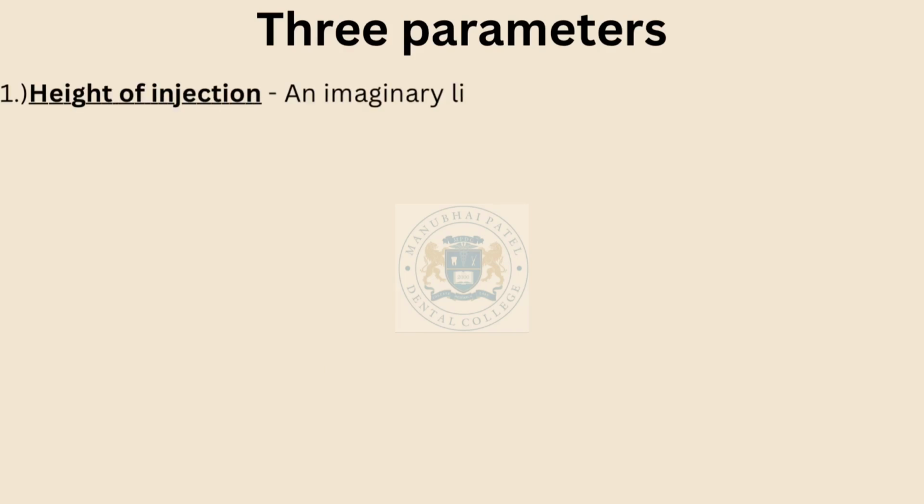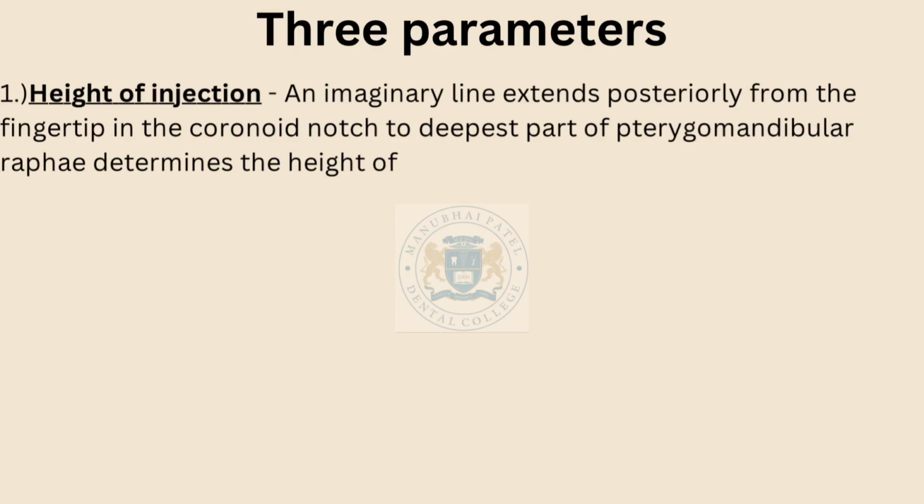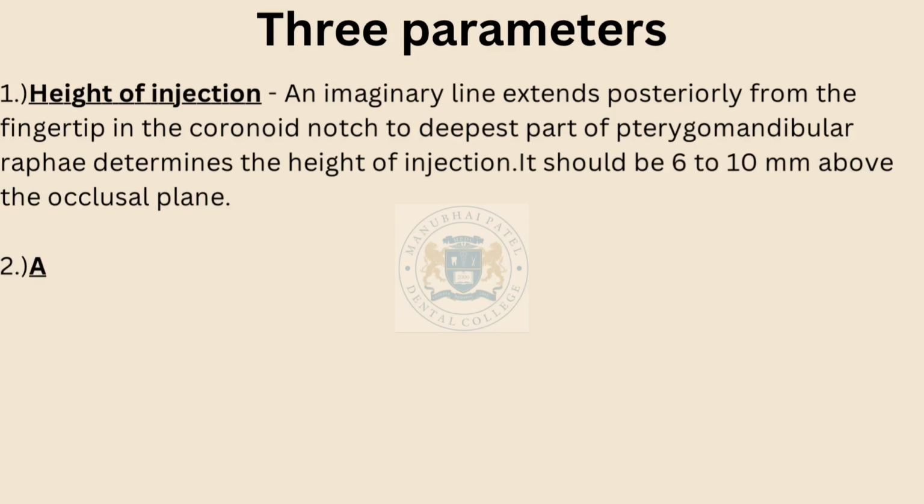What are the three parameters to be considered? Number 1, height of injection. An imaginary line extends posteriorly from the fingertip in the coronoid notch to the deepest part of the pterygomandibular raphe and determines the height of injection. It should be 6 to 10 mm above the occlusal plane.